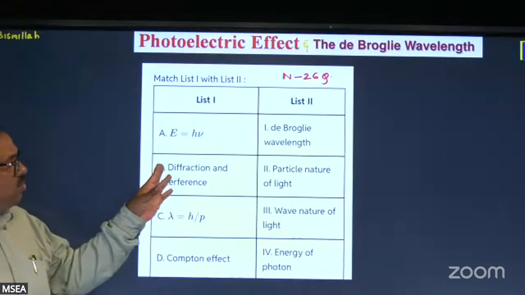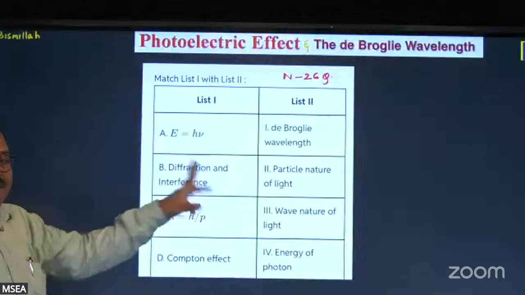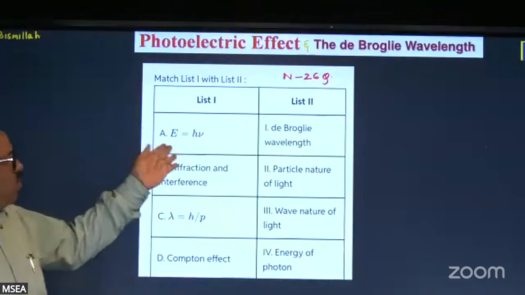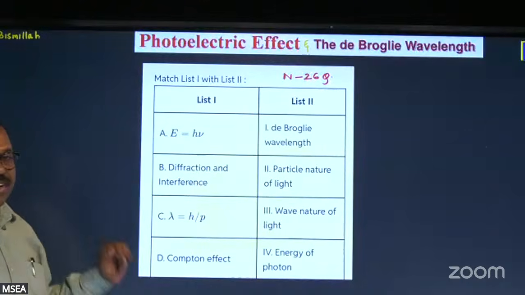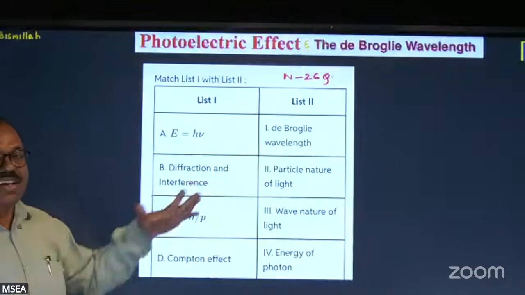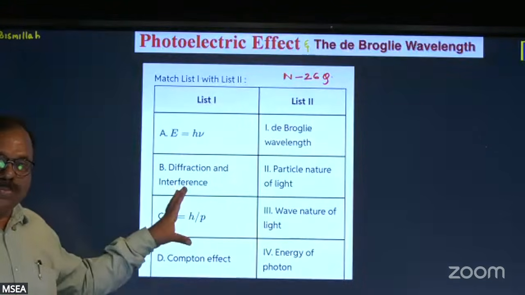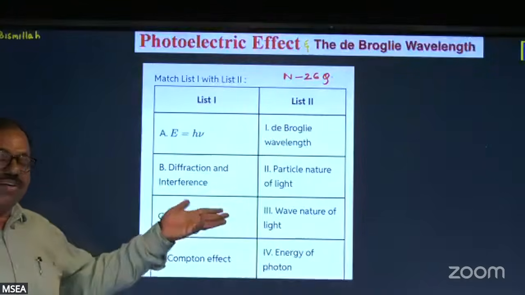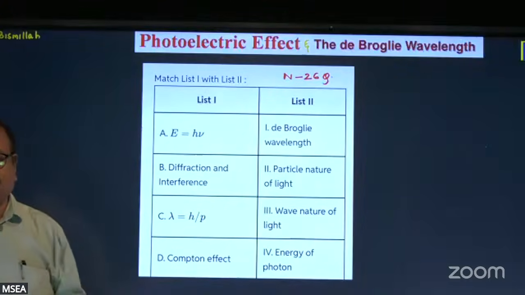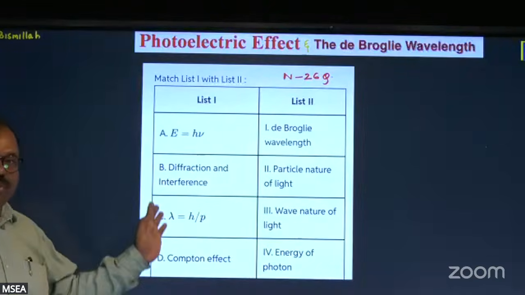Let us see this question that was asked in NEET 2026. It is a conceptual question based on diffraction and interference. Is this the particle nature or the wave nature? What I'm going to do is look at how they ask the questions, what type of questions they asked already, and what type of word concepts we have to focus on more.